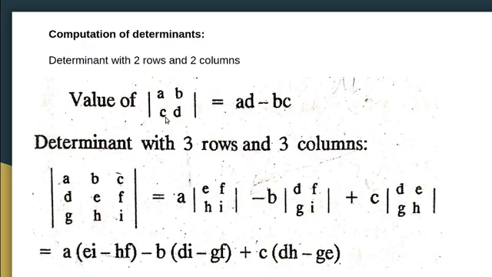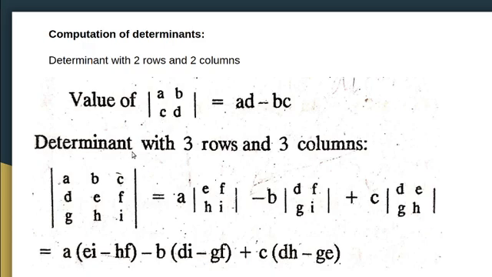A 2 row 2 column determinant, simple form. Take the first element, then cross multiply with the opposite element. Then put a negative sign for the second element, then cross multiply with the other element.